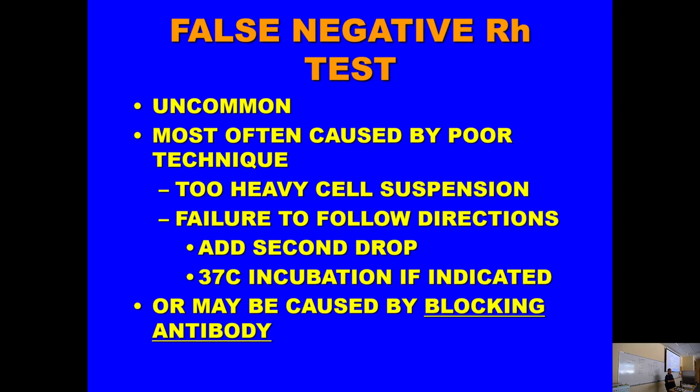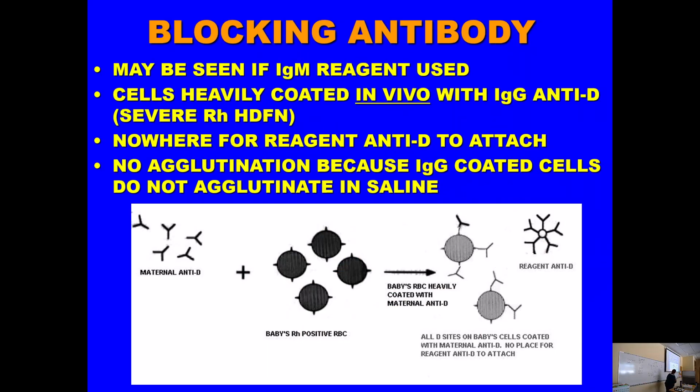Or blocking antibody. Blocking antibody is seen in babies, for example. Mom has so much maternal antibody that it blocks those baby cells, so the reagent antibody doesn't have anything to get to. If mom has anti-D, we do see this on babies sometimes. They look like they're Rh negative, but in reality, they're Rh positive. It's just that mom's antibodies are coating them.